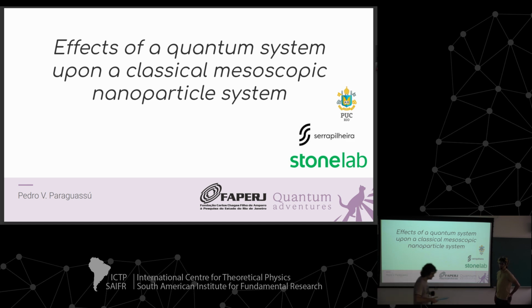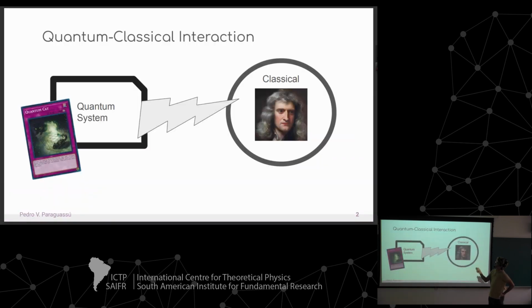So, thank you. What we want to study is just that we are interested in investigating the interaction between a quantum and a classical system. Why this? Because the classical system is easier to measure and to deal with, so we are trying to see how we can use this interaction to infer some information about the quantum system by measuring the classical one.